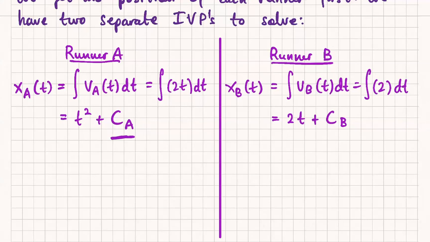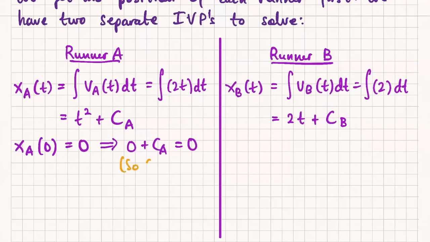So Yana says set antiderivative equal to initial position while substituting in 0 for t to get the C value. So very good, right? We are given that, for instance, XA of 0, where does runner A start? Runner A starts at 0, right? There's no head start. So this tells you 0 plus CA equals 0. So CA equals 0. And we're left with, finally, the position of runner A is just t squared.